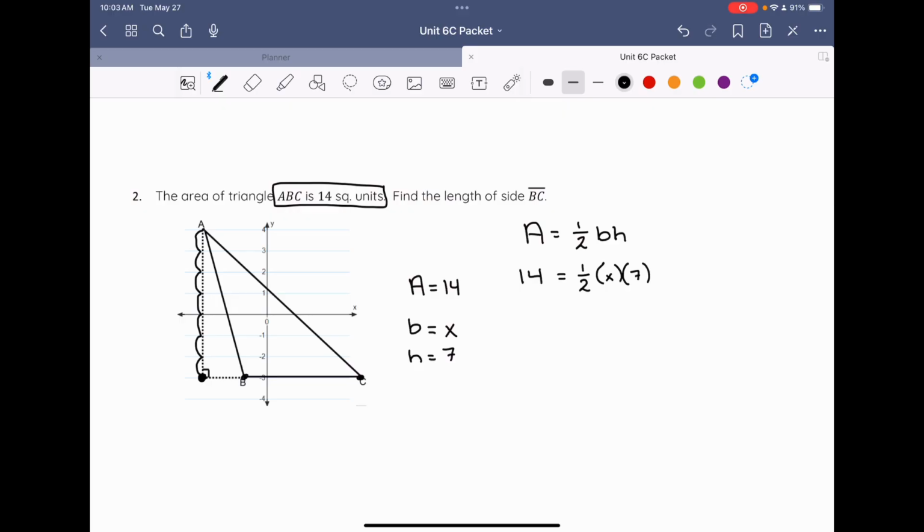All right, I'm going to take half of 7 before I do anything else. So 14 is going to stay the same for now. Half of 7 is 3.5. And I'm going to solve for x. So isolate the variable by dividing both sides by 3.5. A number divided by itself cancels because it's just 1. And 14 divided by 3.5, if you do that in your calculator, will be 4. So our base is 4.